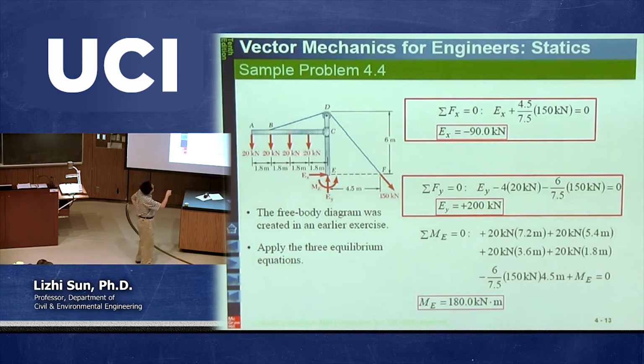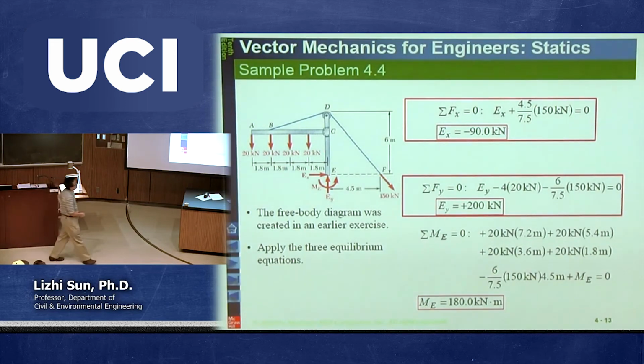How about this force? 20 times the shorter distance, 1.8, 1.8, that's 3.6. 20 times 3.6, that's the moment due to this force. It's also counterclockwise. That's why I put a positive sign. One more. You have a force acting on this point. What's the moment of this force at point E? So F times D. F is 20. D is the shorter distance, that's 1.8. So 20 times 1.8 is also counterclockwise. If counterclockwise, you put a positive sign. So these first four terms are the contributions of moment due to these four forces at this point.